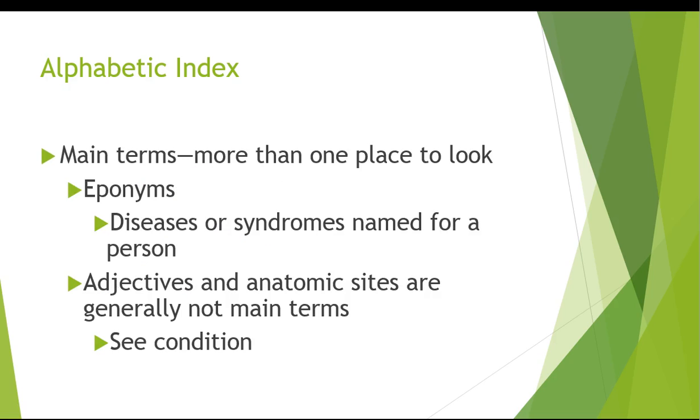Everybody doesn't always think exactly the same. So main terms can be found in more than one place. It's most often true when you're looking up an eponym, and remember, an eponym is a disease or a syndrome that's named for a person, either the person who discovered it or maybe a famous person that has that disease. Adjectives and anatomic sites do appear sometimes as main terms, but they will refer the coder to see condition, just like we saw with that gastric upset.